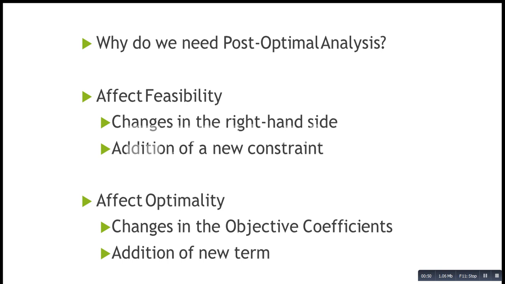in post-optimal analysis. There may be change in the supply of raw materials and thus this would reflect into the change in the right hand side of the constraint. There would be addition of a new raw material and thus this would lead to addition of a new constraint. Both would affect the feasibility of the existing solution. There may also be change in the price of the products or there may be addition of a new product. And thus both would affect the optimality of the existing solution.